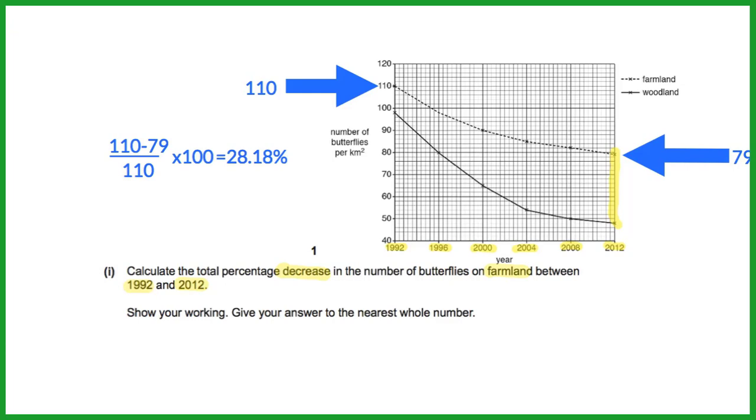Now the percentage decrease is the number it started with minus the number it ended up with, which is 110 minus 79, and that gives us 31, divided by the original, multiplied by 100, and that gives us 28.18. Now they do ask you to give your answer to the nearest whole number, and the nearest whole number here is 28, so the answer is 28%.